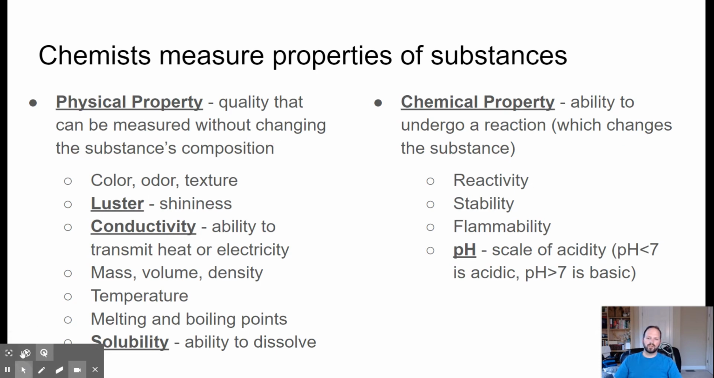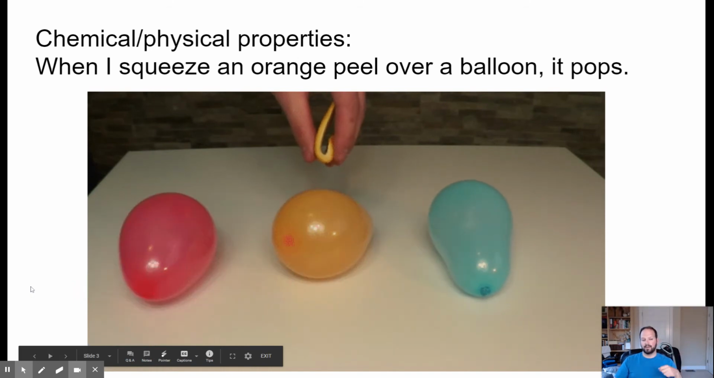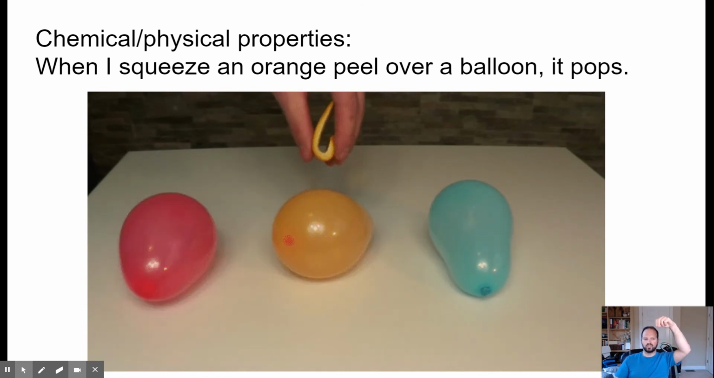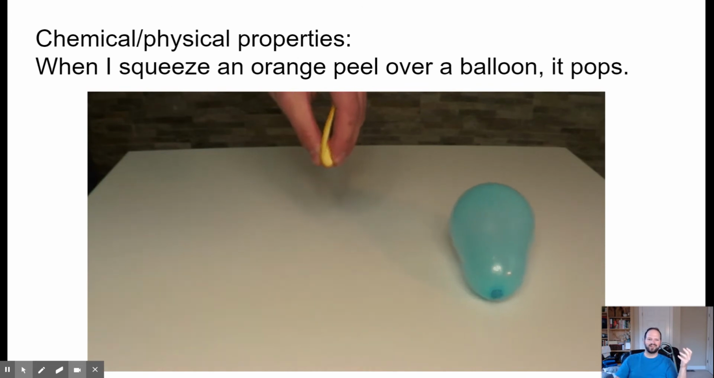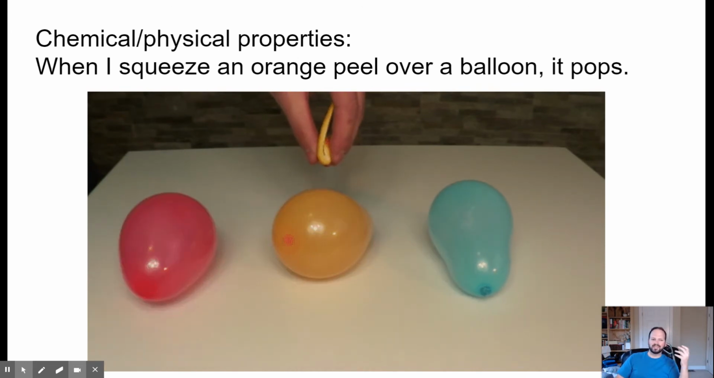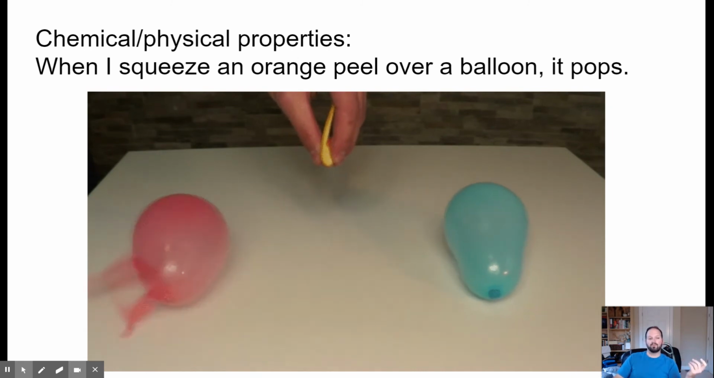So what we're going to do is look at an example now. So this is pretty cool. These are some water balloons that are filled with air, and an orange peel is squeezed over it. And what happens is the balloon pops. That's kind of amazing, right? I want to do this. So the deal is that if we're going to write down observations from this, we're writing down properties.